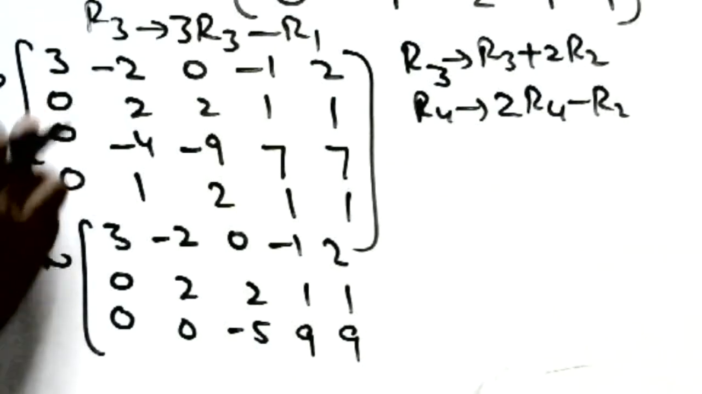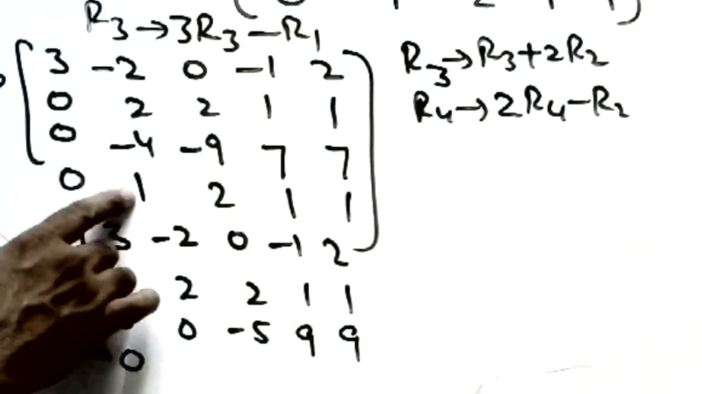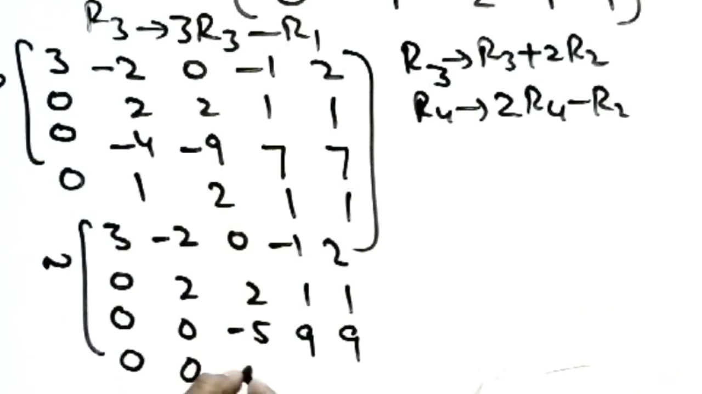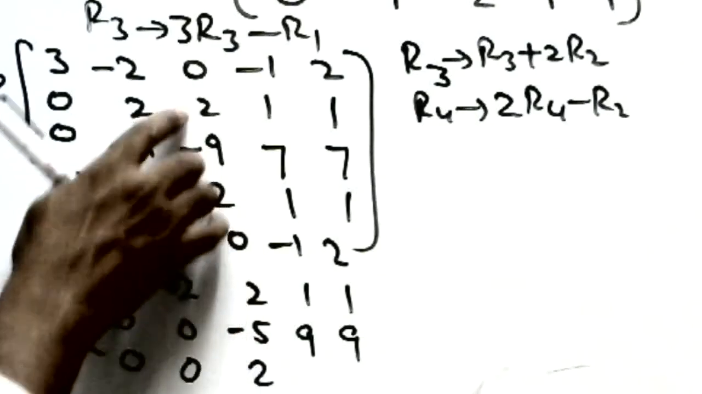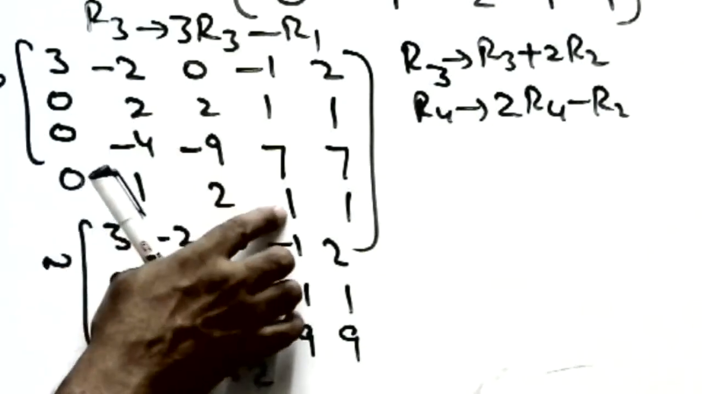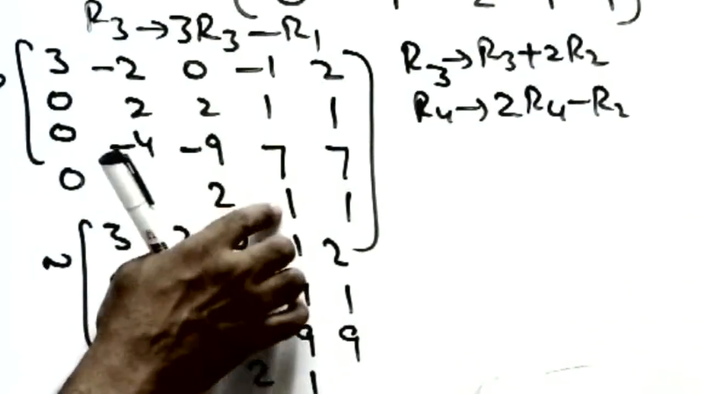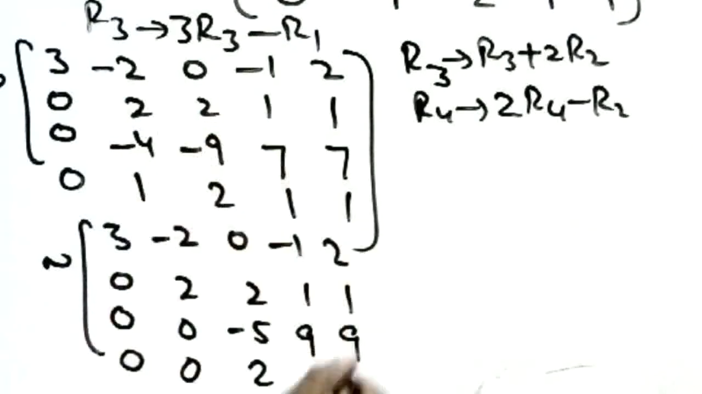So the next step, 2R4 minus R3, 2R4 minus R2. This remains 0. 2 1s are 2, 2 minus 2 is 0. 2 2s are 4, 4 minus 2 will be 2. 2 2s are 4, 4 minus 2 will be 2. The last one, 2 1s are 2, 2 minus 1 will be 1. 2 1s are 2, 2 minus 1 is 1. This is also 2 1s are 2, 2 minus 1 is 1.